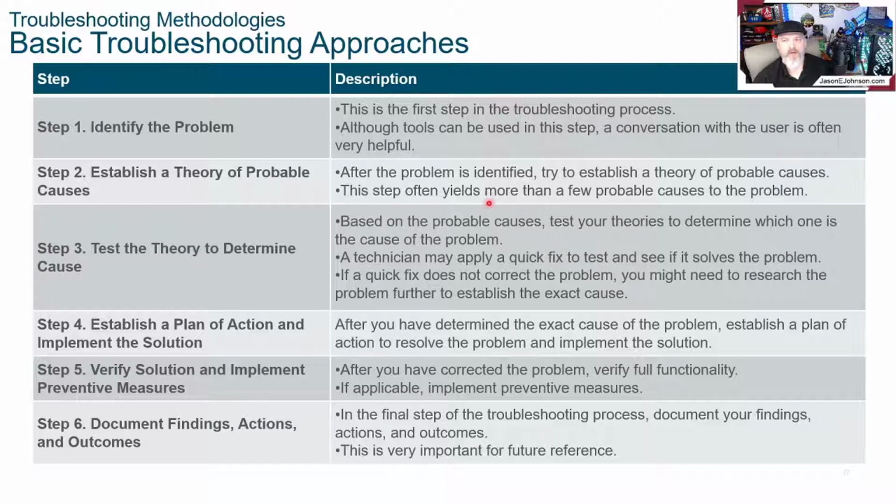So after the problem has been identified, you want to try to establish a theory of probable causes. This step often yields more than a few probable causes to the problem. It may be 3 or 4. You may be saying it could be 1, 2, 3, or 4. Let's start testing those, and that's step 3: test the theory to determine the cause.